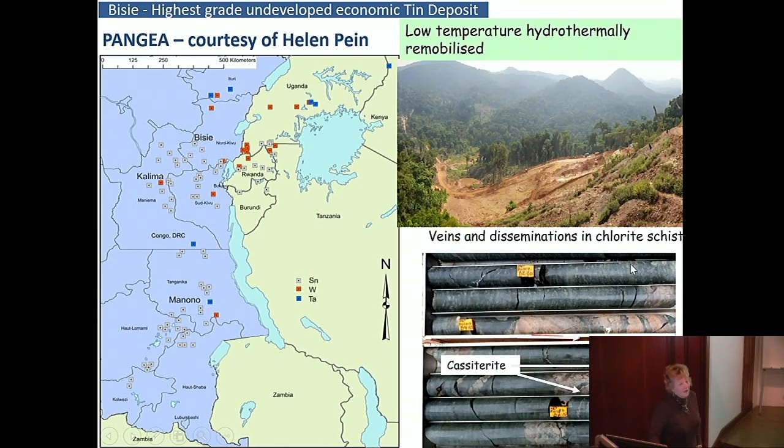Now, what can also happen and has been recorded at this BC project here is remobilization of the cassiterite from these sort of pegmatites and granites. And so it's a low temperature, hydrothermally remobilized tin-rich association. And we get veins and disseminations in chlorite schist in this BC area. And it's just started operating or producing in the last month.